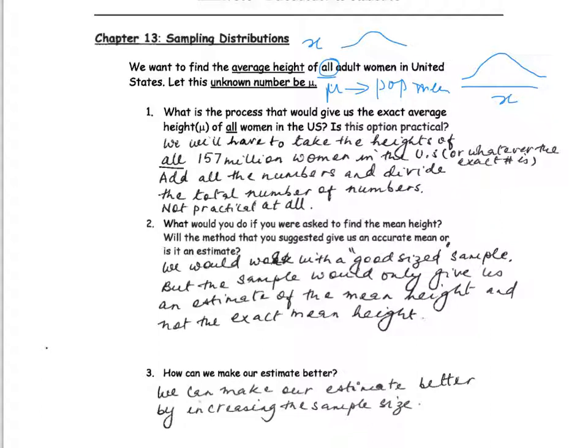So the first question says, what is the process that would give us the exact average height or the mean height of all women in United States? Theoretically, this is how you would find it. You would collect data first, that is the height of each woman in United States. Once that is done, we'd add all the numbers and divide by the total number of numbers, and that would give us the actual mean or the true mean of all adult women in United States.